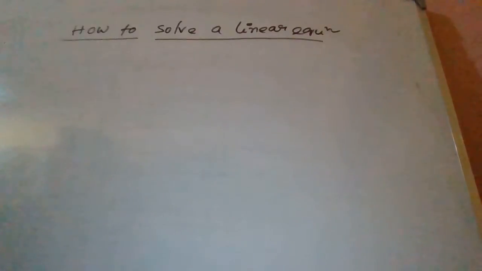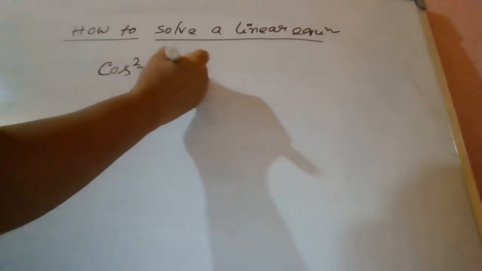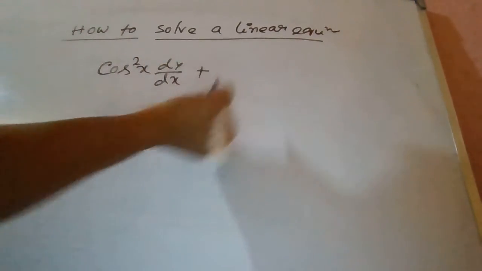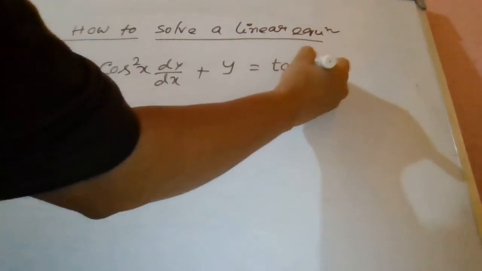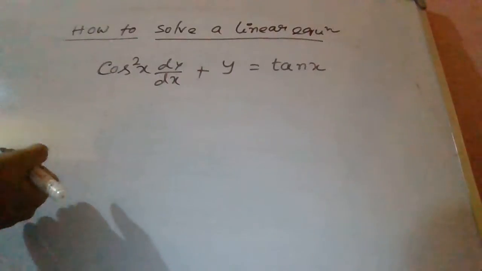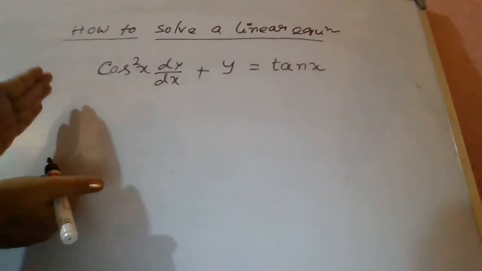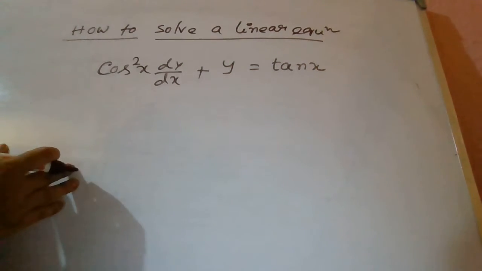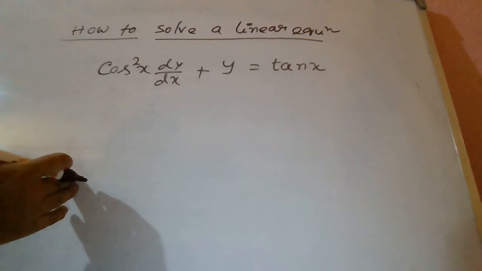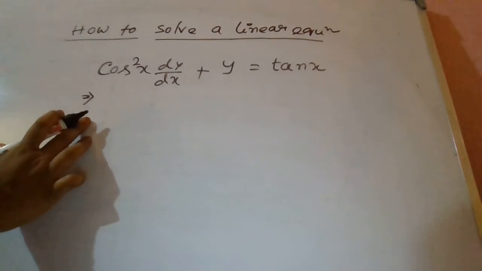Solve cos square x dy/dx plus y equals tan x. There is only one standard method to solve a linear equation, and I will show you this method; every linear equation is solved this way. This equation is not in the linear equation form.